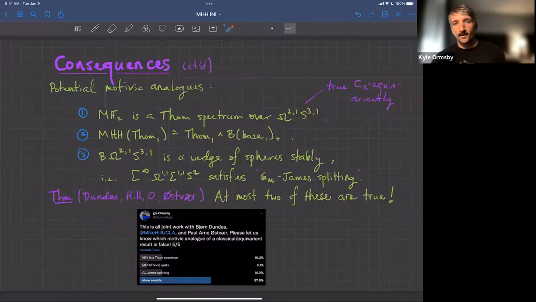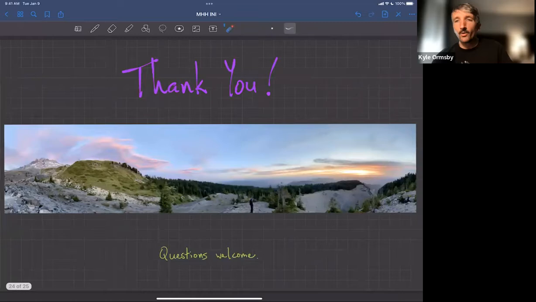I think there are obvious follow-on questions in terms of this type of stuff, and also computing MHH over other base fields, thinking about things like a Dundas trace map in the motivic setting, and also thinking about tensoring with other motivic spaces. So lots of directions to go from here, and I certainly welcome your questions. Thank you.